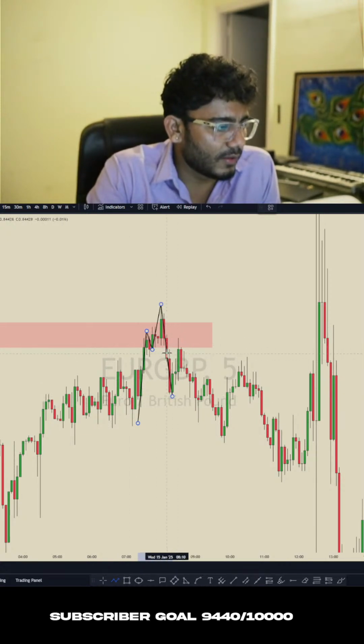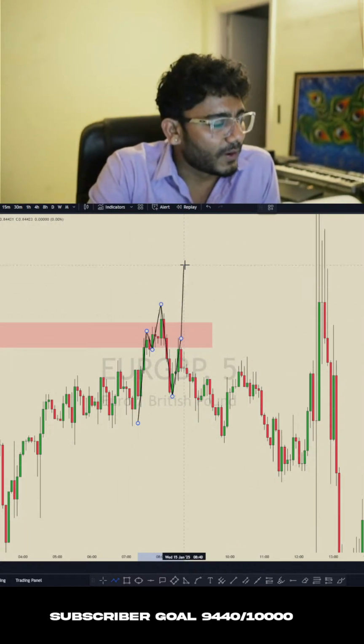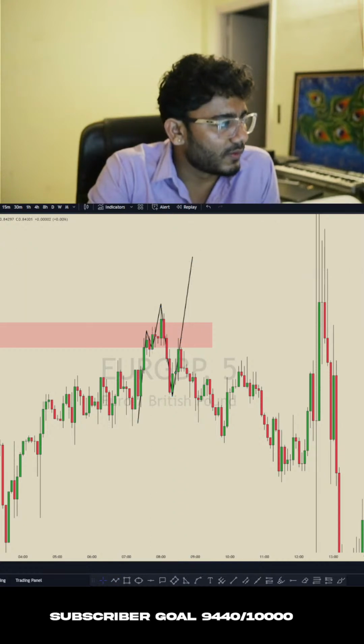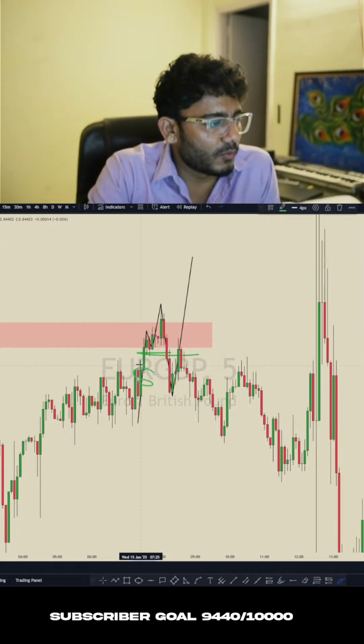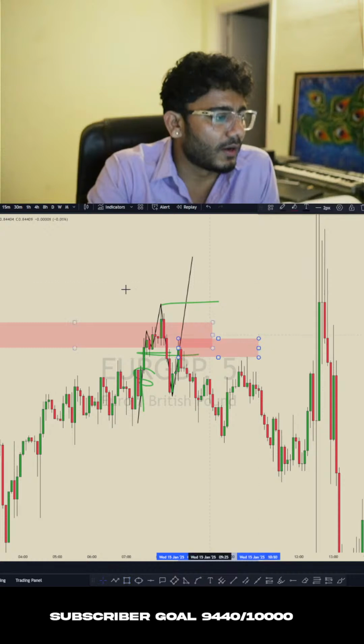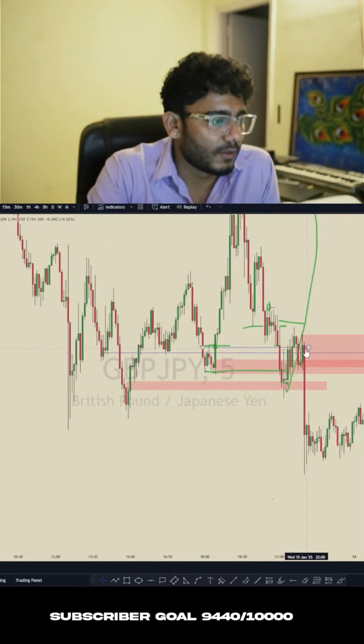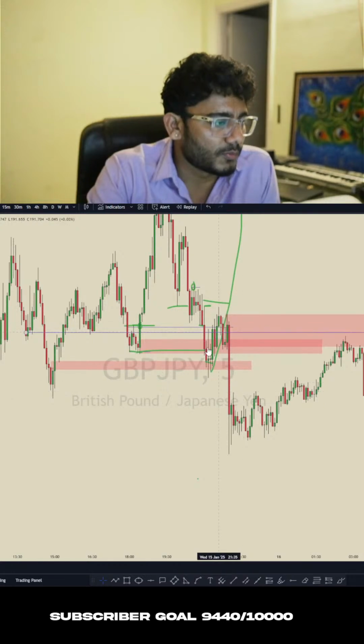You can directly enter at this breakout, or you can enter at this retest, and then you can continue this move to the upside. And if price hits your stop loss, what is this? This is inducement, right? Price sweeps the liquidity from the upside and then breaks the structure. So what you have to do is, instead of selling, you have to buy at this area.